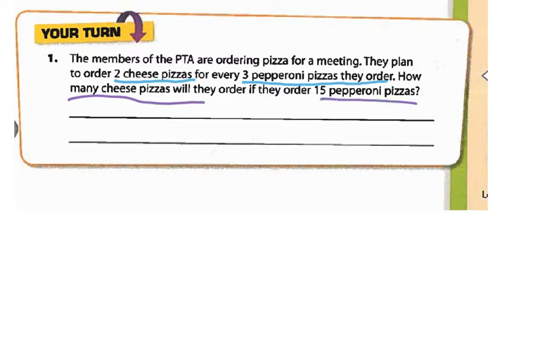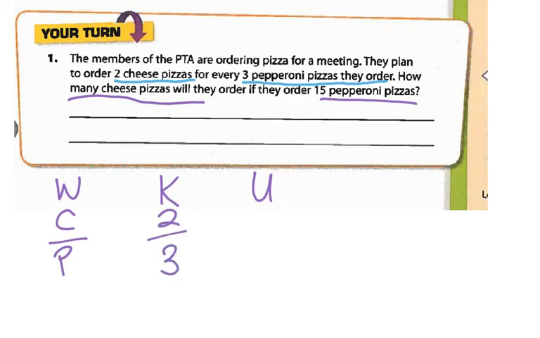So if I set this up using WKU, I'm talking about cheese to pepperoni. My initial ratio is 2 cheese, right, to 3 pepperoni. And now we're talking about 15 pepperoni. Well, how do I get from 3 to 15? You guys already know I have to multiply by 5, right? And if I multiply 3 times 5, I have to multiply 2 times 5. 2 times 5 is 10. So they would have to order 10 cheese pizzas.